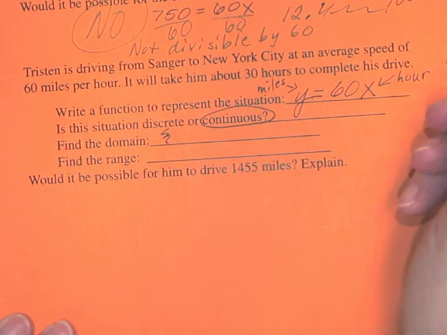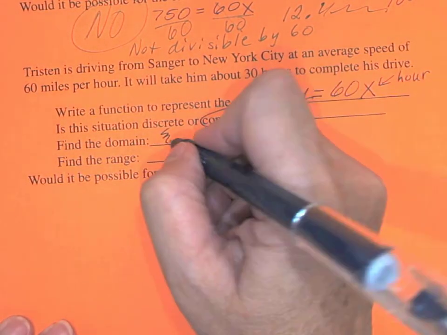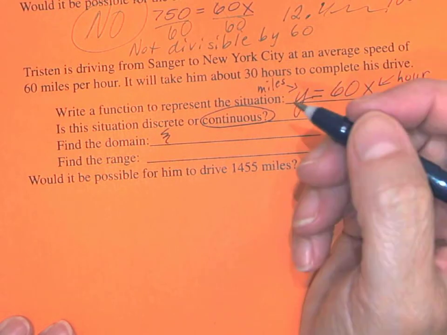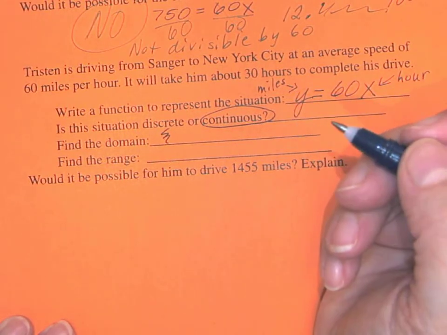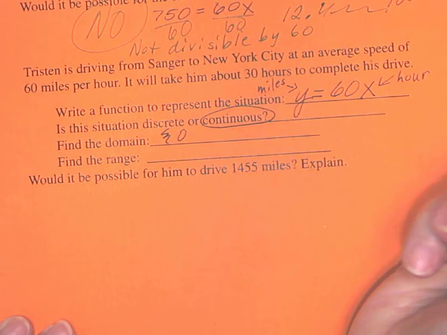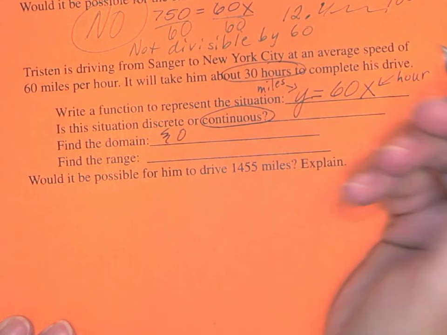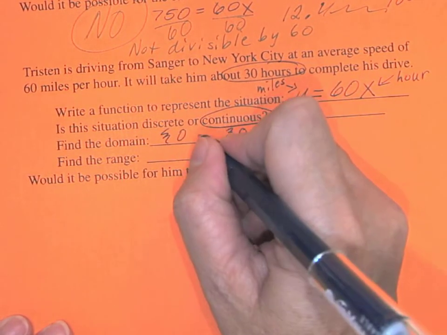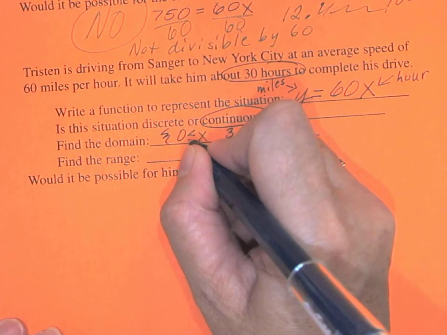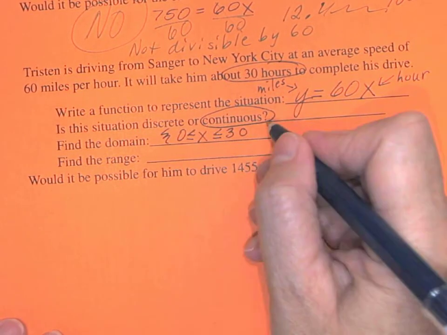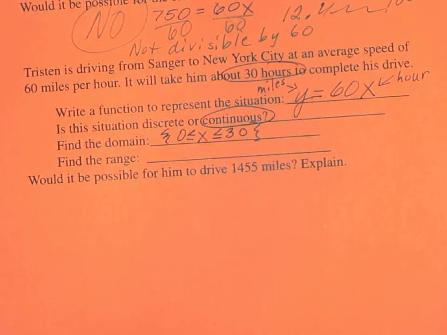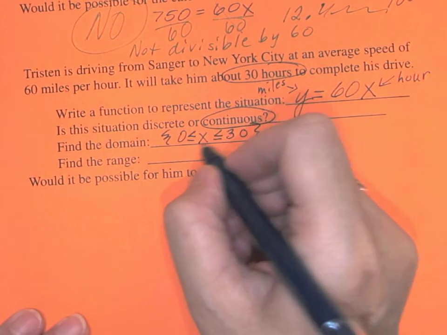So if your domain is your number of hours, can he drive negative hours? No, that makes no sense. But he can drive 0 hours and he can drive 30. So your domain is greater than or equal to 0 and less than or equal to 30. Because this is continuous, it's not countable. It's not discrete points. If we graphed it, it would be continuous. Therefore, we represent it with the inequality. We represent continuous domain and range with inequalities.